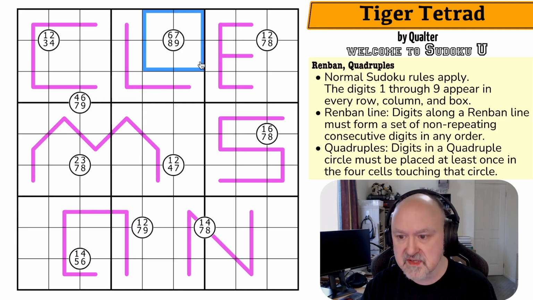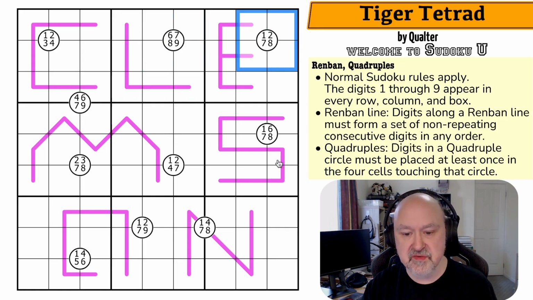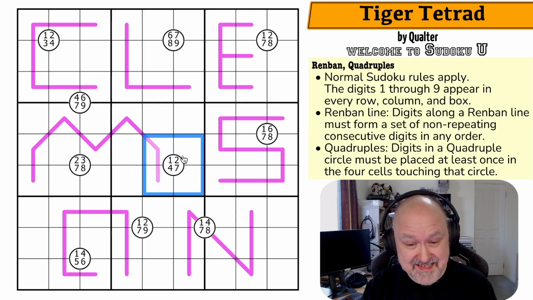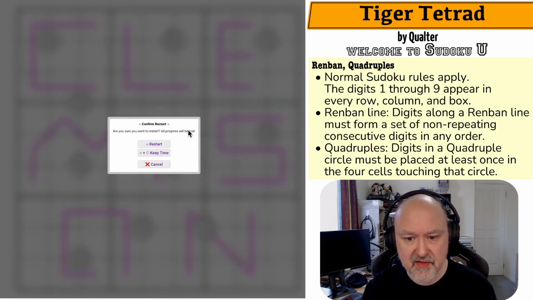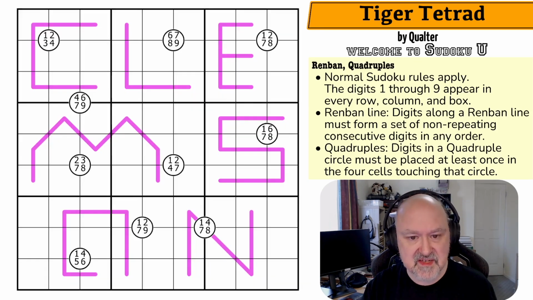And then quadruples. Digits in a quadruple circle must be placed at least once in the 4 cells touching that circle. So for example, we know these 4 cells contain 6, 7, 8, 9. These 4 cells contain 1, 2, 7, 8. All of these quadruple circles have 4 digits in them, so it's telling us exactly what is in the 4 cells around those quadruple circles. Interesting. I'm going to restart the puzzle to restart my timer. Let's give this a shot.